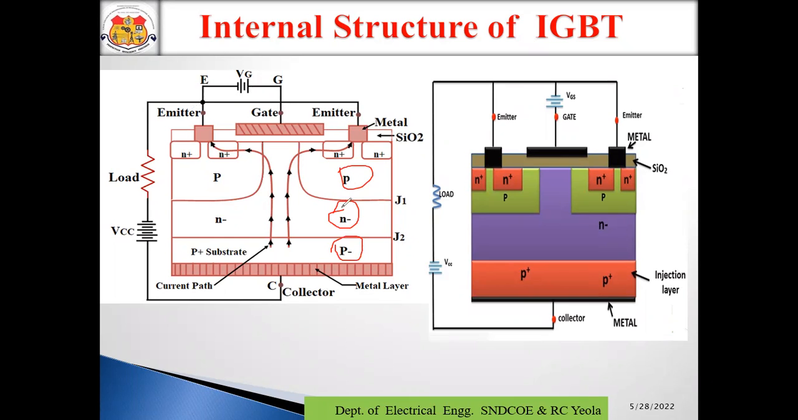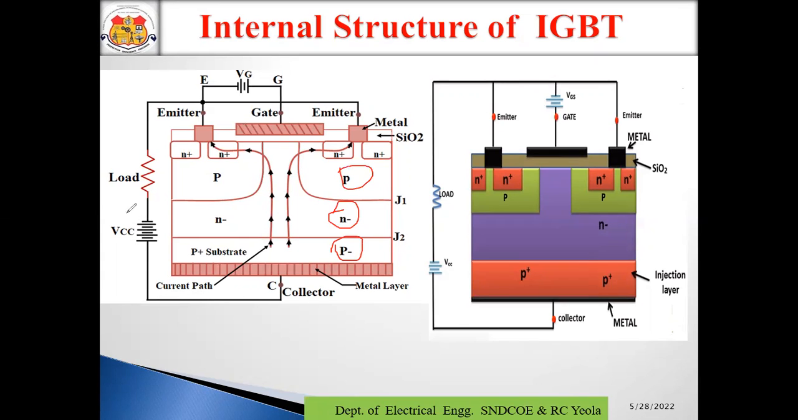Both are connected. Okay. Now this is the metal layer, and this is also the metal. This is also the metal. But in between, this is the SiO2. It works as an insulator. We have connected the insulator here. So this is all about the concept of the structure of the IGBT.